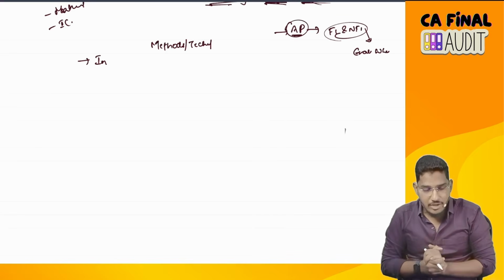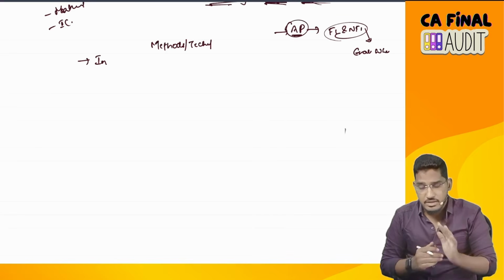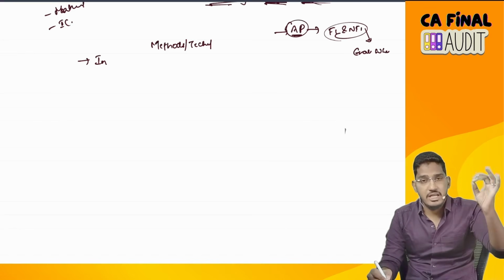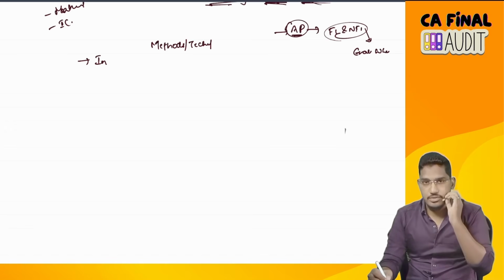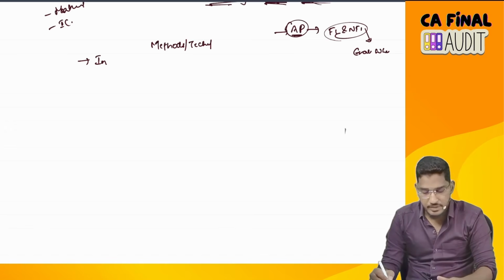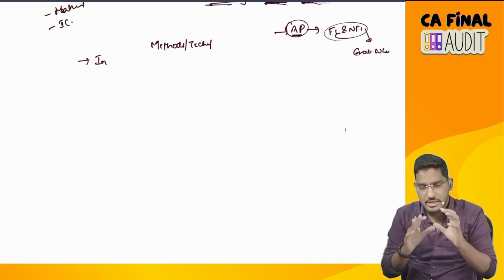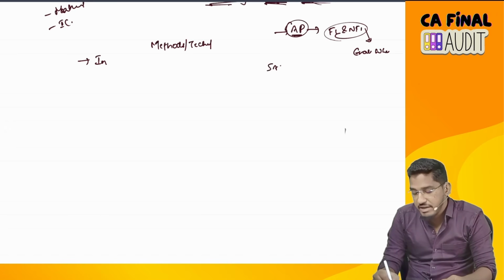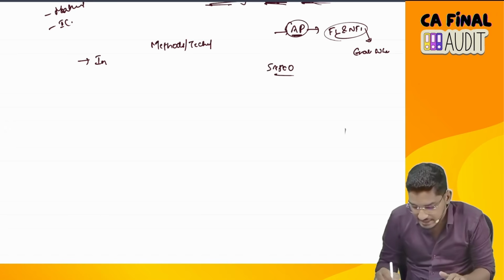So universally across the world, we only have these 7 methods to obtain audit evidence: inspection, inquiry, observation, external confirmation, recalculation, reperformance, and analytical procedures. Clear, everyone? Right. And one more important thing, one last concept which I will try to explain from SA 500. This is relevant for your CA final examination.